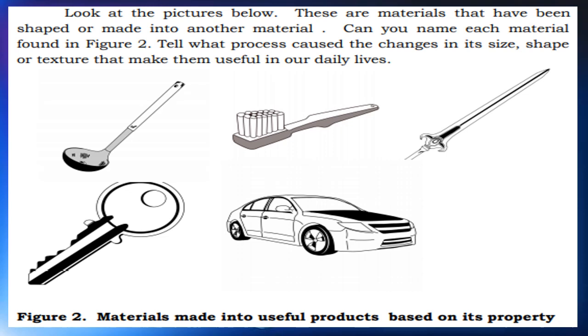Look at the pictures below. These are materials that have been shaped or made into another material. Can you name each material found in Figure 2? Tell what process caused the changes in its size, shape, or texture that make them useful in our daily lives. Materials made into useful products based on its property can be found in Figure 2. You can write your answers in your notebook or in your activity sheets.